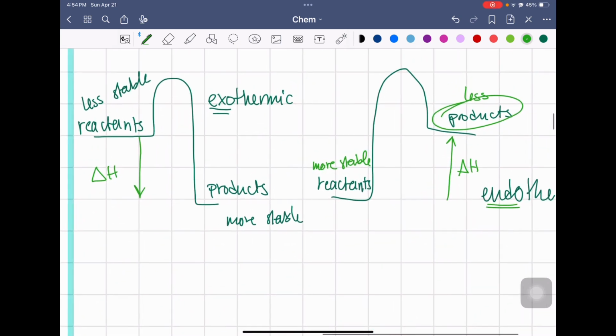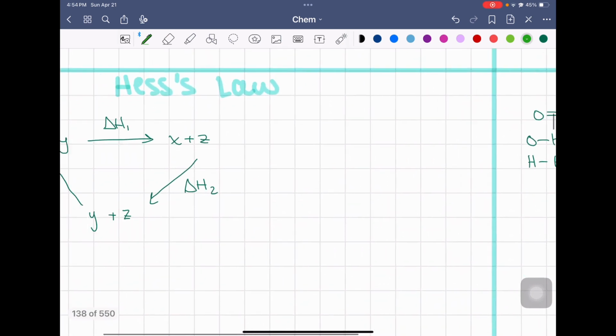So in exothermic reactions, our change in enthalpy is going to be negative, and in endothermic reactions, our change in enthalpy is going to be positive because we're taking energy, and here we're releasing it.